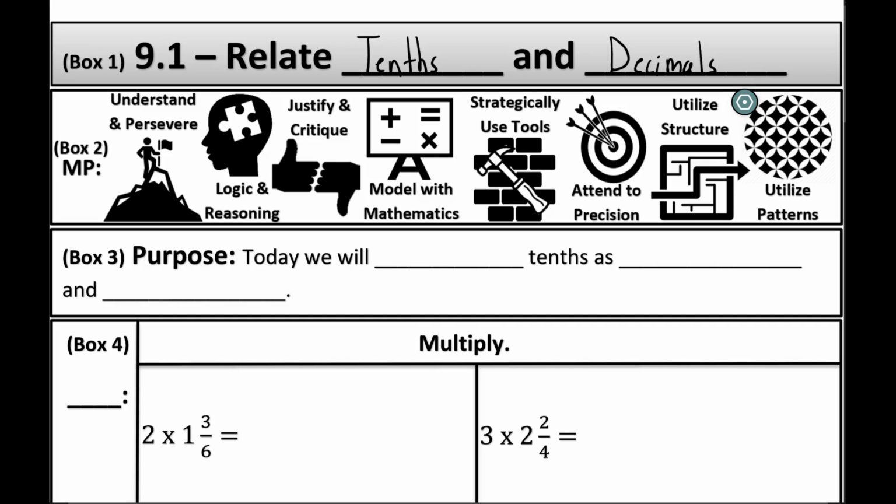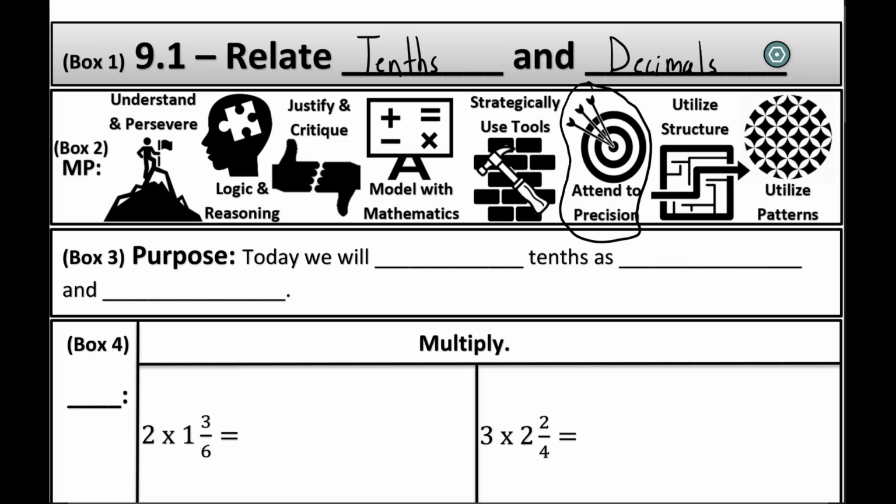For today's MP, I want us to focus on MP6, which is attend to precision. Okay. And again, this simply just means to double check your work when you finish it. If you have some extra time, you want to go back and just look at your work and make sure that you did everything correctly. Okay. Going into box 3, our purpose.